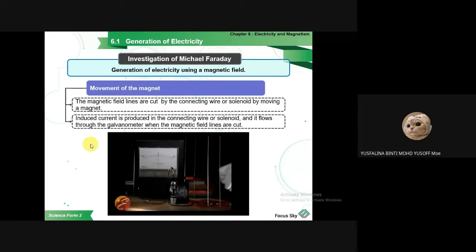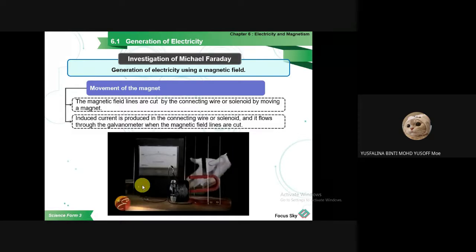This is a solenoid. Just now you saw the conductor move while the magnet stays there. The coil moves and cuts the magnetic fields. But for this one, which we call a solenoid, the solenoid stays but the magnet moves. So when the magnet moves, the current will be produced.